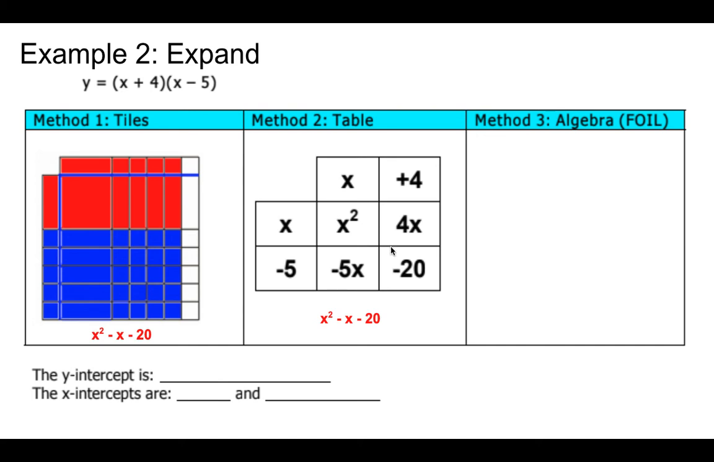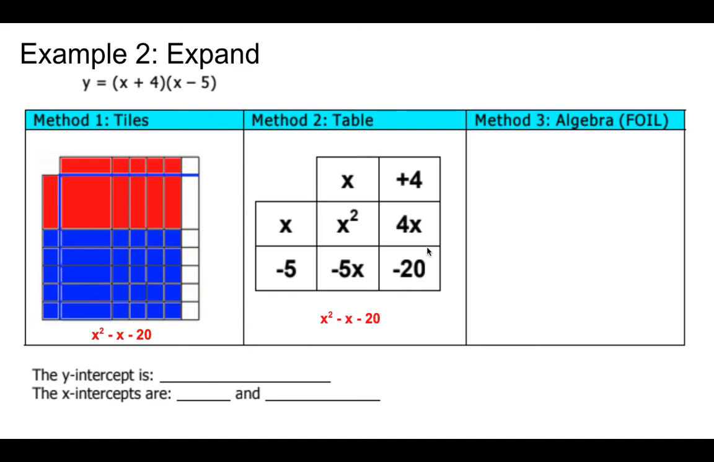And now you write these down. We take the x squared term first. Then we can combine our x terms. So -5x plus 4x is -x. And then we put our last term down. So x squared minus x minus 20.